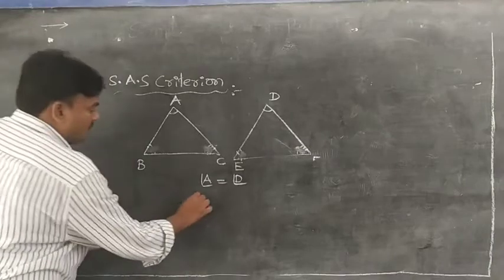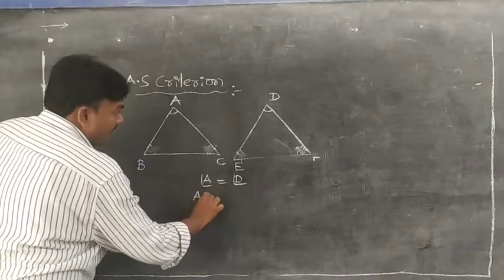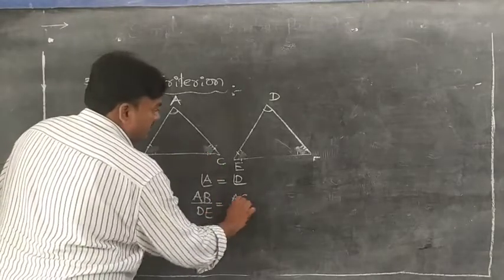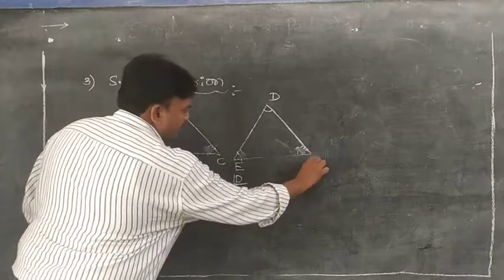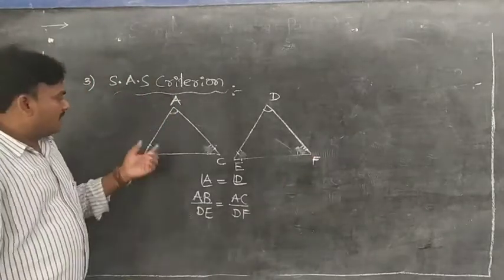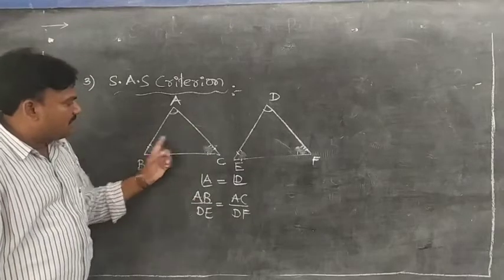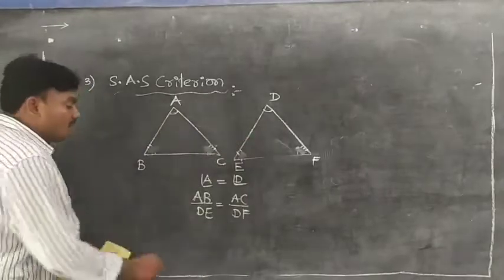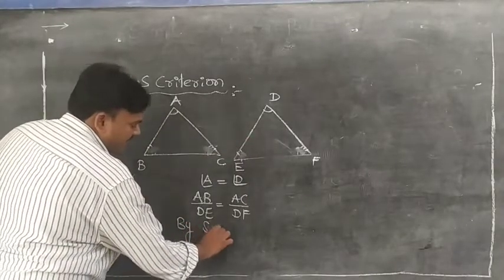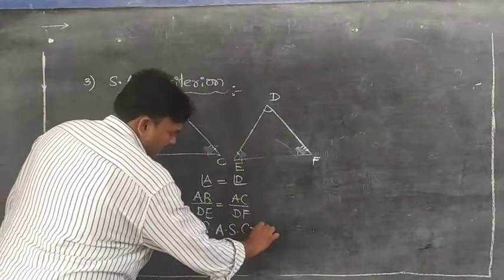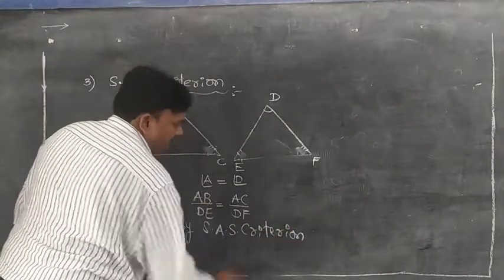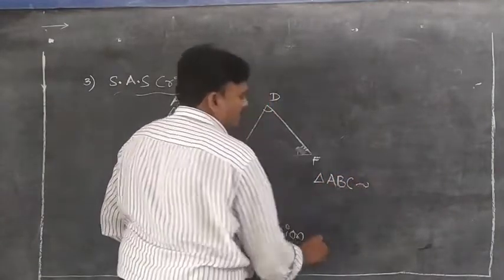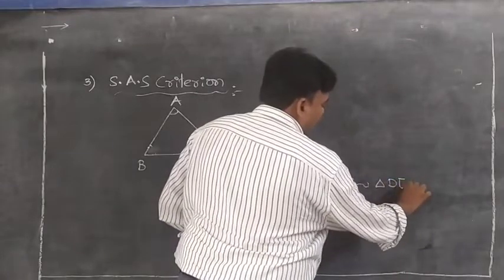From the figure, angle A equals angle D. Next, AB by DE equals AC by DF. Here from the figure, two sides are proportional, that is AB by DE and AC by DF, and one angle is equal. Then by SAS criterion, both triangles are similar to each other. Therefore, triangle ABC is similar to triangle DEF.